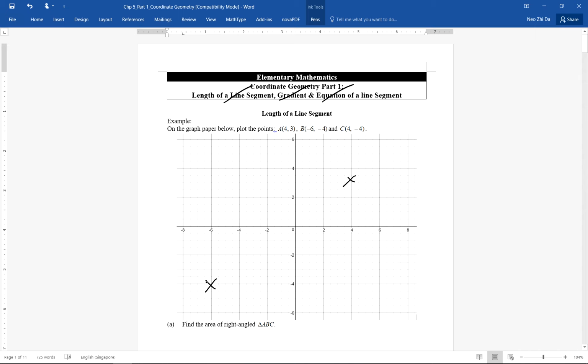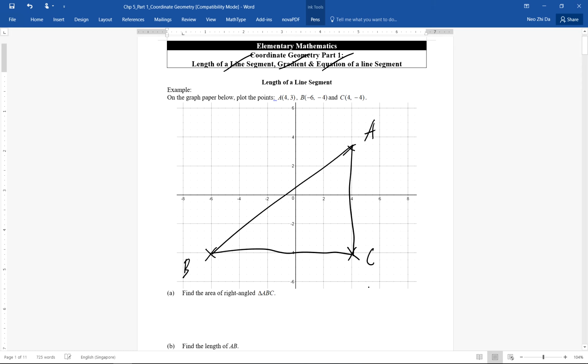C is 4, -4. So it should be somewhere around here. Now, what did you get? If you join the dots together, you will actually get a right angle triangle. This is A, this is B, this is C. They say find the area of this ABC. So this is the right angle triangle. The formula is half times base times height for area.